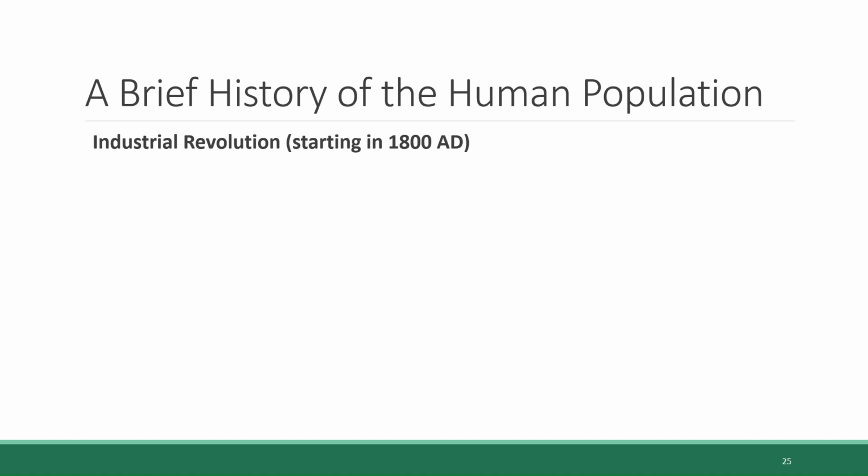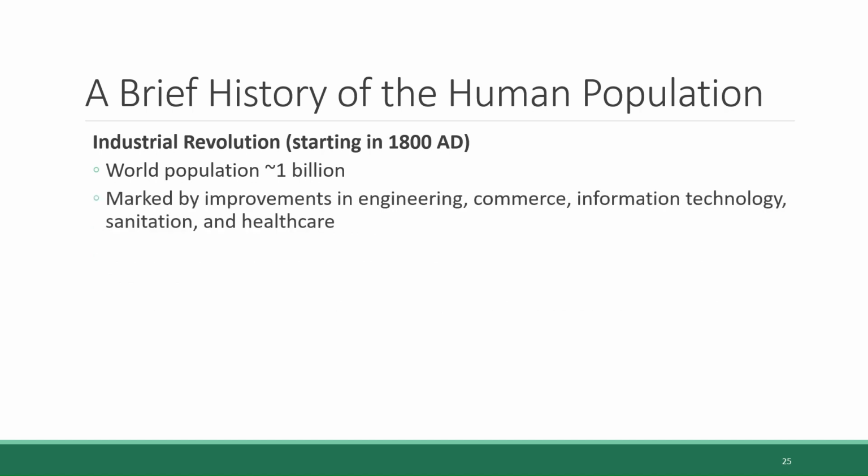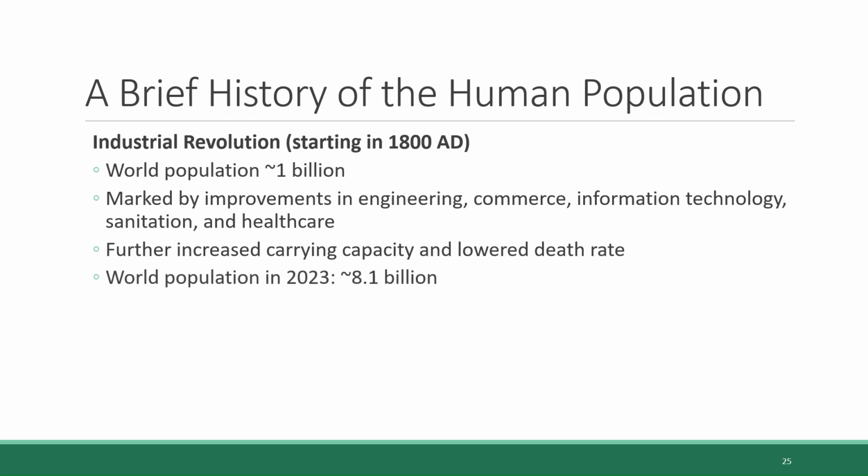The world population continued to rise from this point on, reaching 1 billion by the year 1800, which is approximately when the Industrial Revolution began. The Industrial Revolution brought massive improvements in engineering, commerce, information technology, sanitation, and healthcare. All of these factors further increased the carrying capacity on the planet and its ability to support a larger number of humans. The Industrial Revolution paved the way for astronomical increases in the human population, bringing us to the approximately 8.1 billion people that we have today.